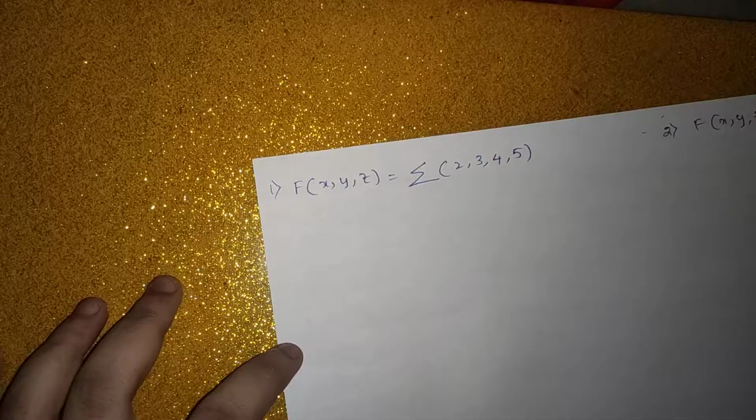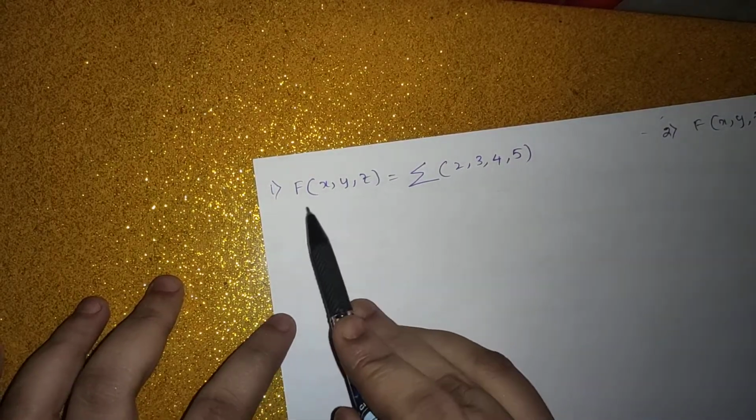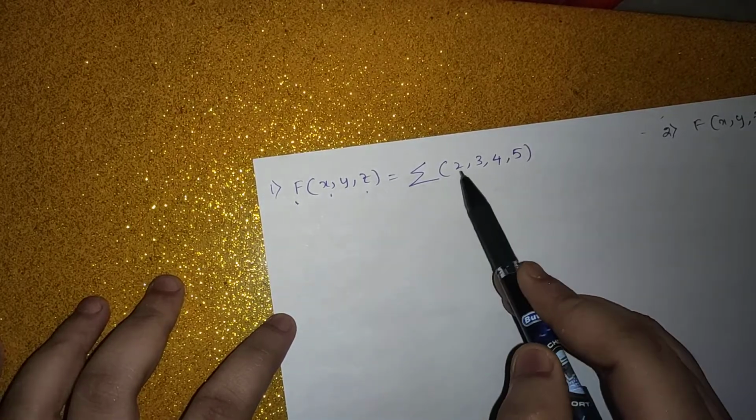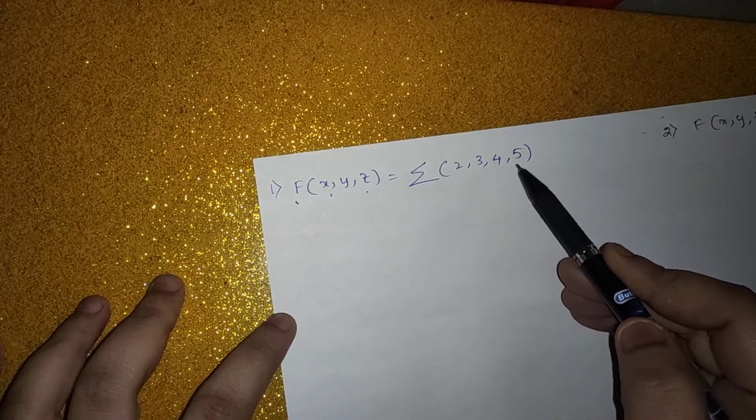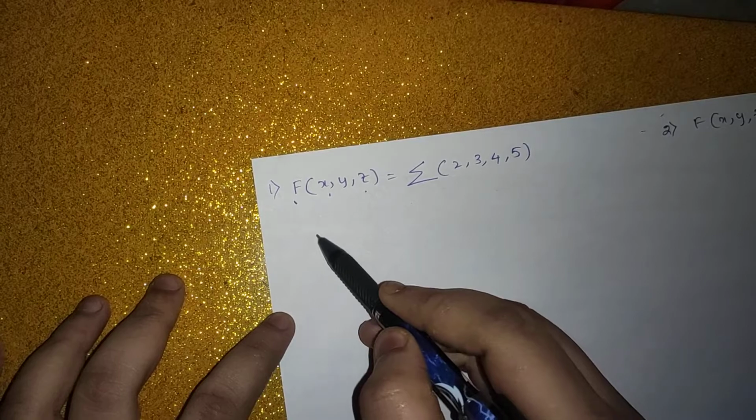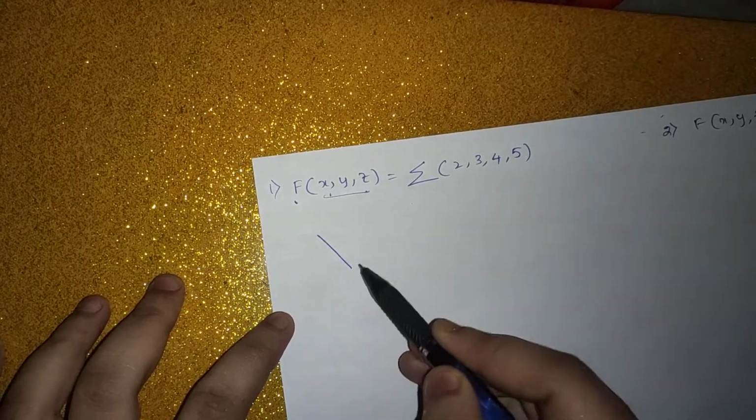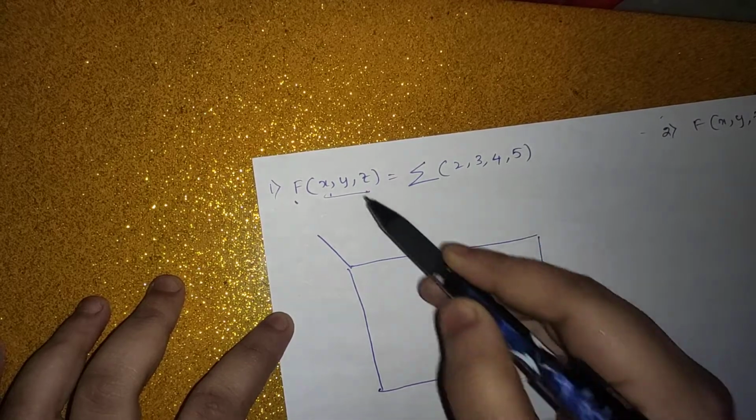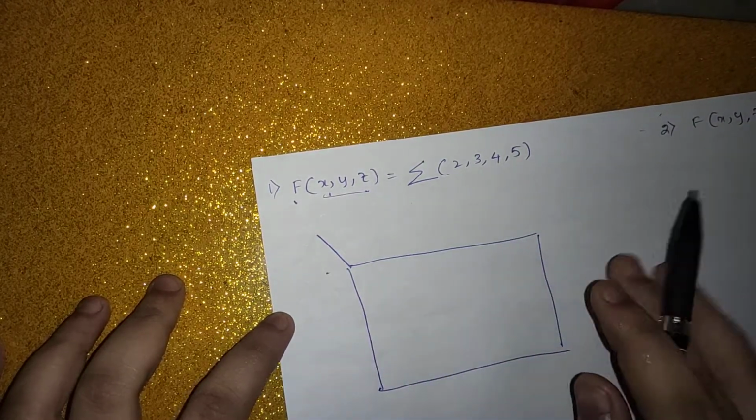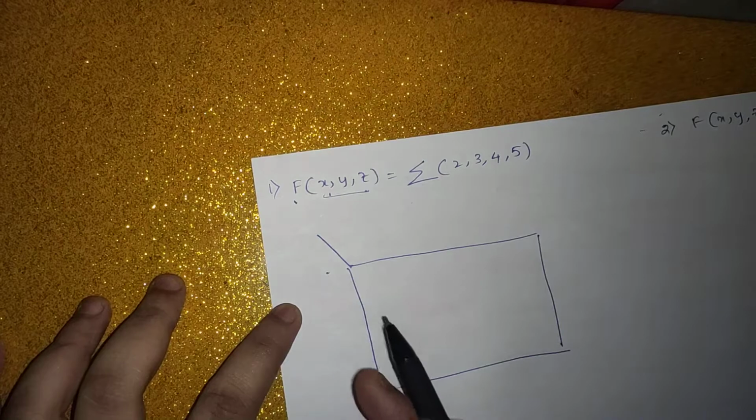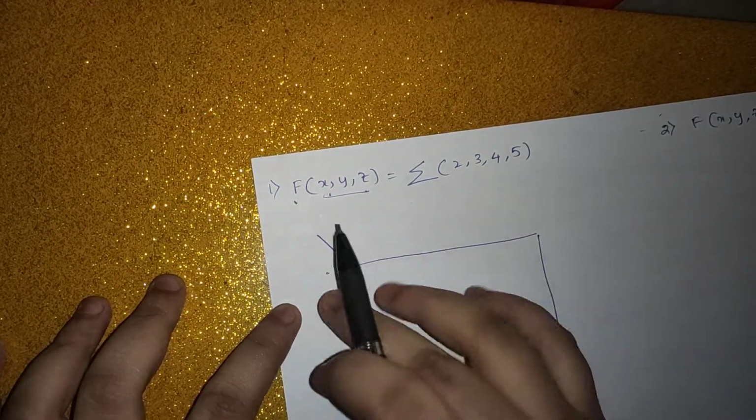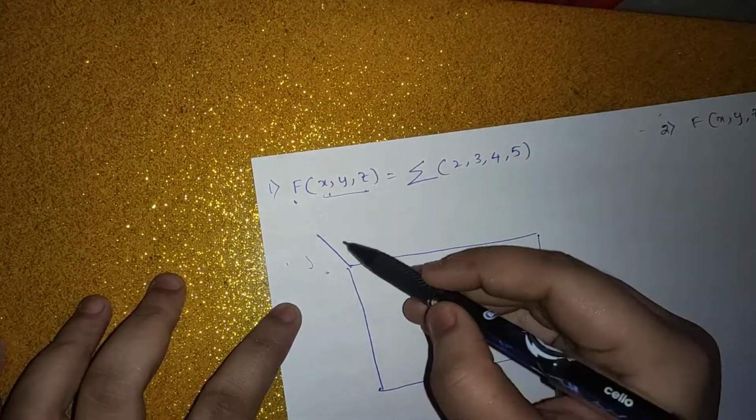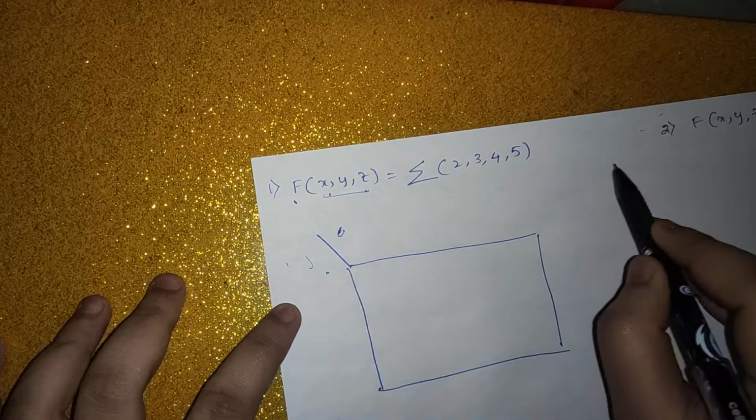So here f of x, y, z is given as sigma 2, 3, 4, 5. First draw a box, as 3 variables are there. If we take it like this, it will be okay, or else we need to draw 4 rows. If we take 2 variables this side, we need to draw 4 columns.